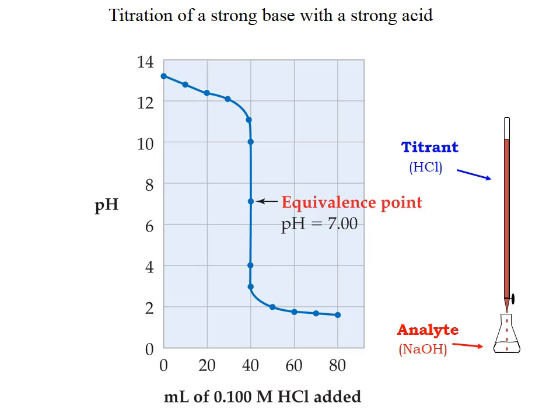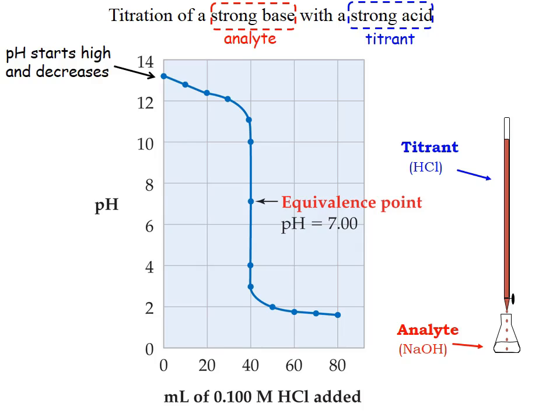So, for example, here's our picture with sodium hydroxide as the analyte in the flask, as opposed to it being in the burette, when HCl is now in the burette. So you can just as easily titrate a base with an acid as you can an acid with a base. And this is an indication: you see that the pH starts high and decreases. That's how you know that the analyte is the base.